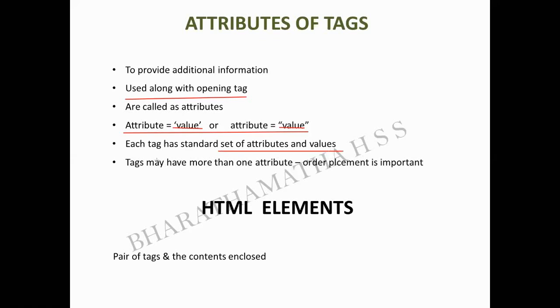Okay, tags may have more than one attribute. Order of placement is important. One tag will have more than one attribute. So why do I say the order of placement is important? Because accordingly you will see the output on the screen.